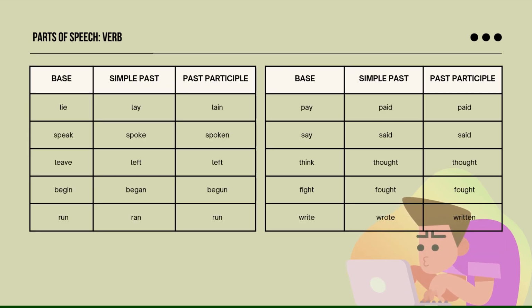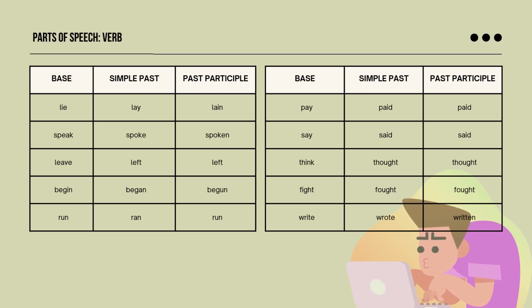Okay. Another one. We still have here lie. Base is lie, simple past lay, then past participle lain. Speak, spoke, spoken. Leave, left, still left. Begin, began, begun. Run, ran, run. Then we also have pay, paid, paid. Say, said, said. We also have think, thought, thought. Fight, fought, fought. Then write, wrote, written.